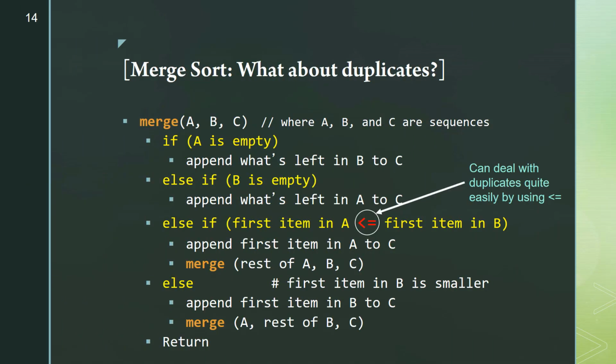What about duplicates, you might ask? Well, certainly we can handle duplicates by making a small change in our algorithm. We can say else if the first item in A is less than or equal to the first item in B, and then continue the algorithm in the exact same way.